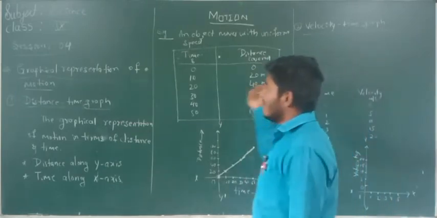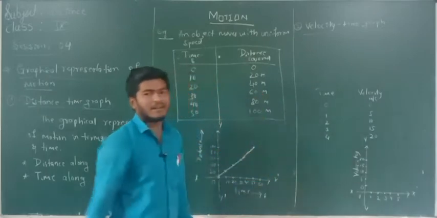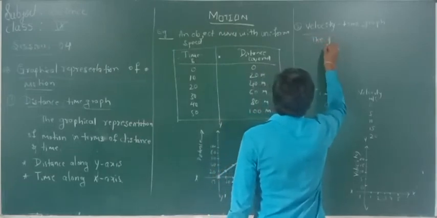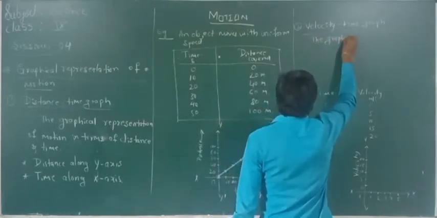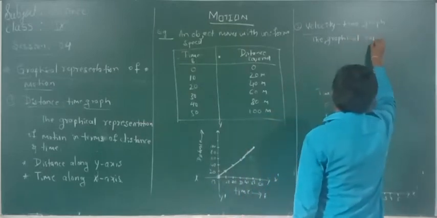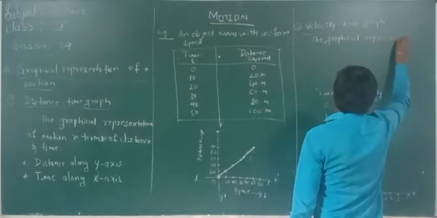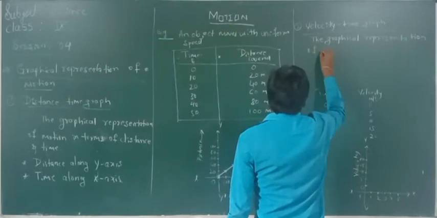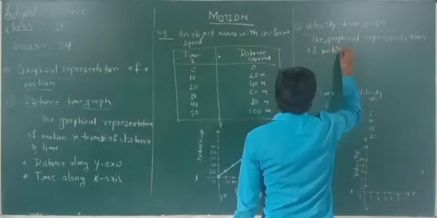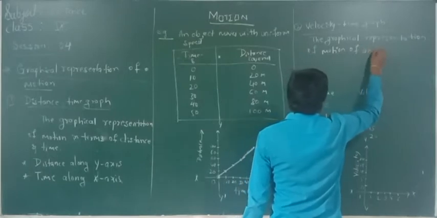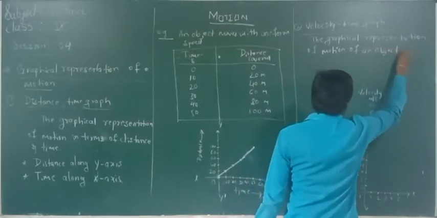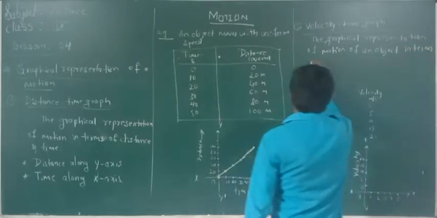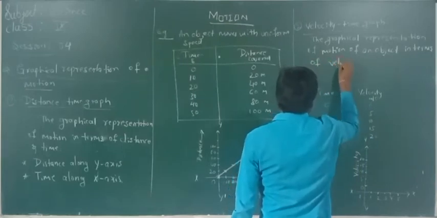Then another one, that is the velocity time graph. What is a velocity time graph? Similarly, it is the graphical representation of motion of an object in terms of velocity and time.